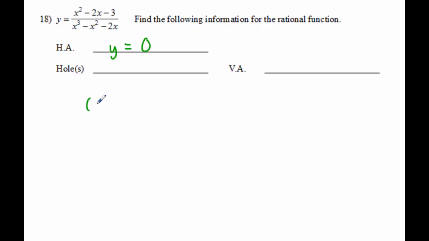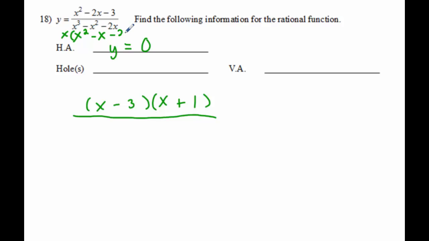From there, we need to factor the top and the bottom. And so that's what multiplies to get negative 3 and adds to get negative 2. Negative 3 and 1. Here, before we split into two parentheses, we need to take out the x that they all have. And then we can split it up into two parentheses. The reason we have to factor is because if something cancels, that's a hole. If it doesn't cancel, it's a vertical asymptote.